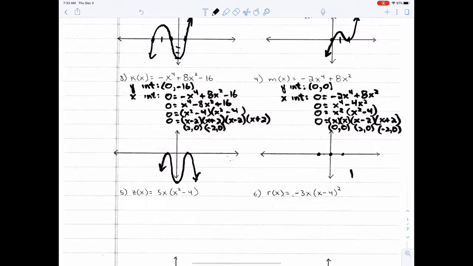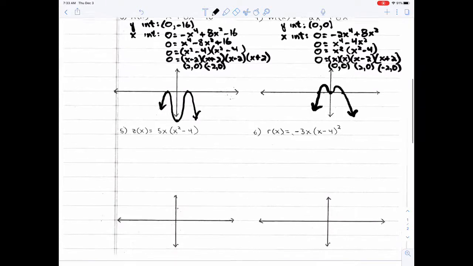It's going to come up, actually pass through the axis, and now double 0, double root, double x-intercept, so it's just going to touch at 0, 0 and then go back down. Again, if it's got a multiplicity of 2, it's just going to touch the axis.